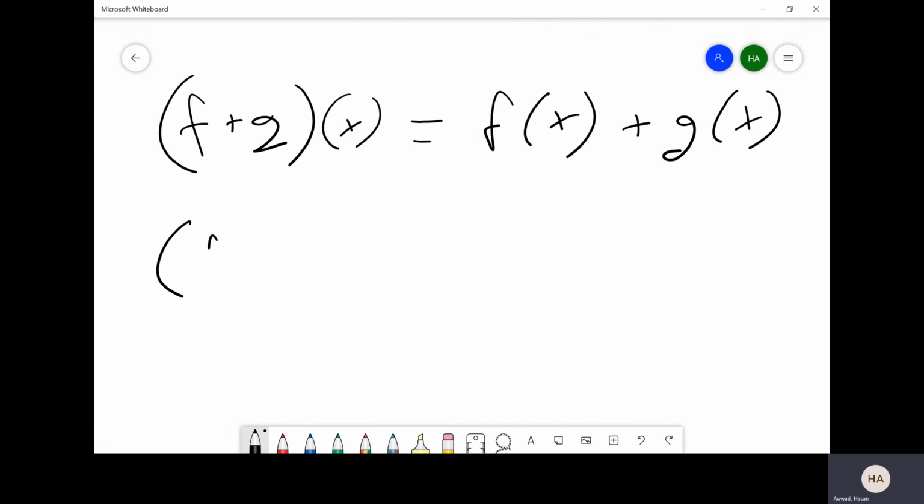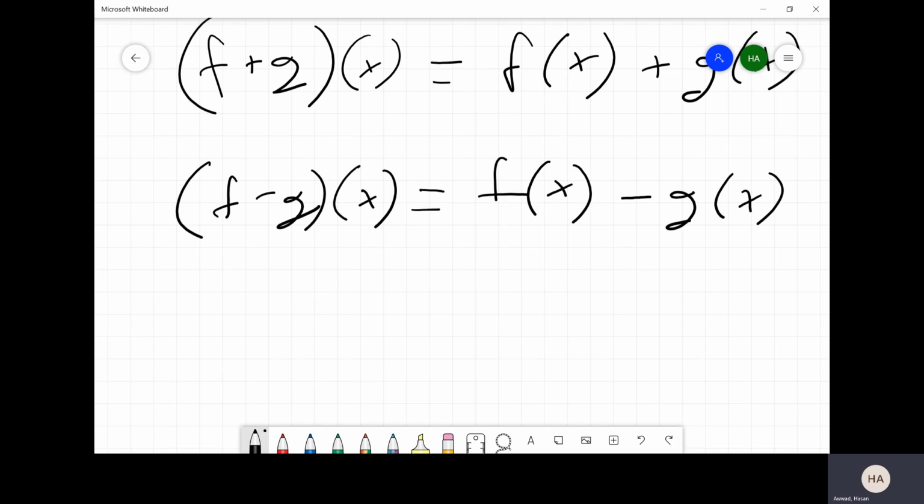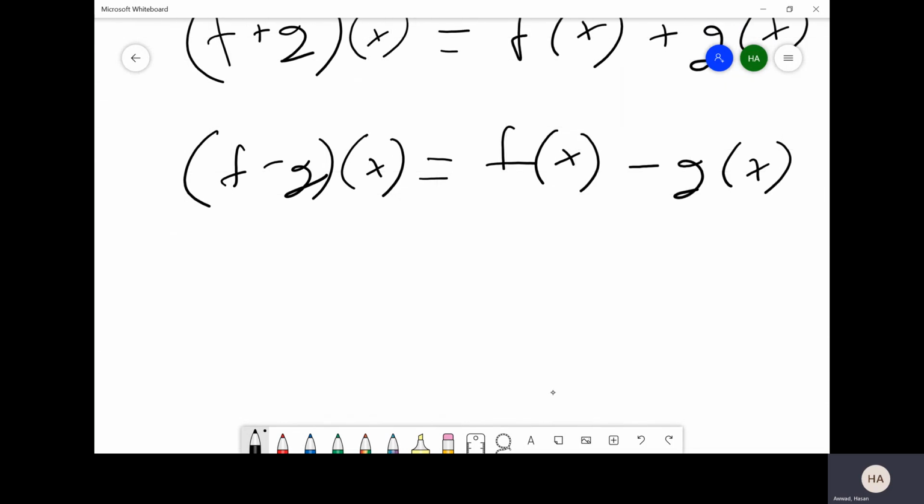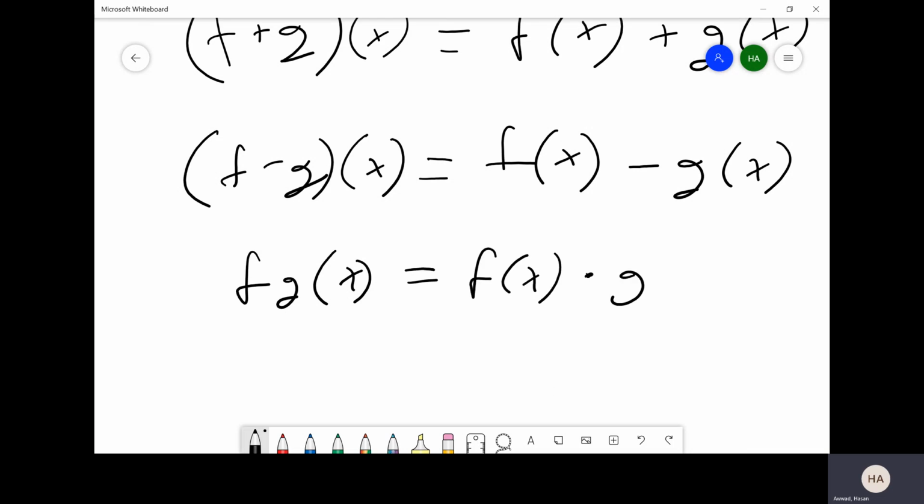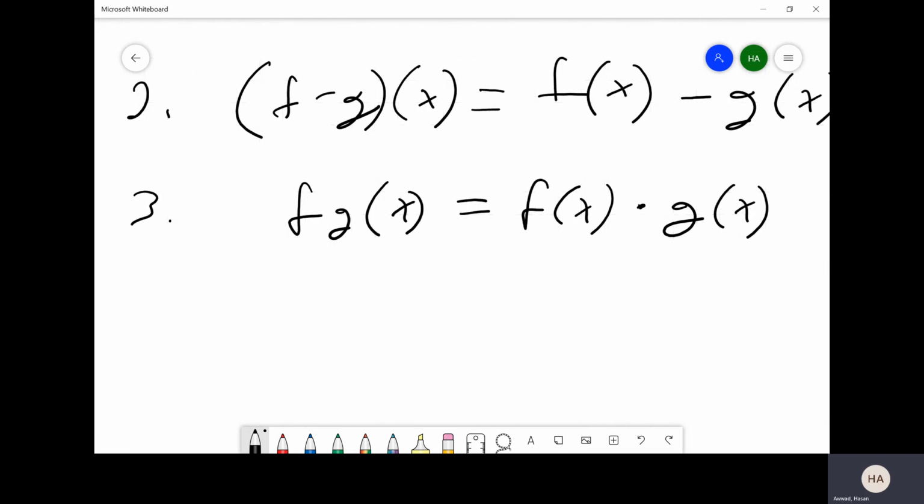Similarly, you're going to see the same thing for subtraction. If you have f minus g in regards to x, that's the same thing as f of x minus g of x. Thirdly, you're going to have multiplication. If you have f times g in regards to x, that is the same thing as if you once again split things up, so your first function multiplied by your second function. And last but not least, division, and I should probably number these: 1, 2, 3, and 4.